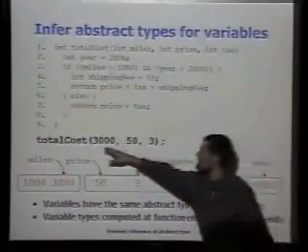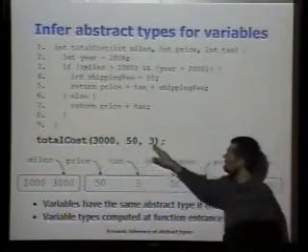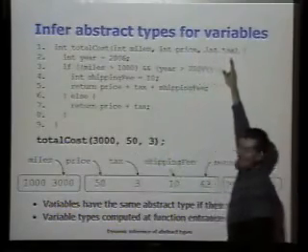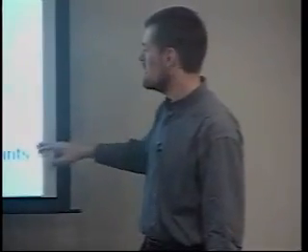So in other words, now we see that we have this function called total cost. These two values were in the same interaction set, and that means that price and tax must have the same abstract type. So essentially, every time you execute a function, for every pair of actuals that have the same abstract type, their corresponding formals must have the same type. So essentially, just copy that information from the values to the variables.